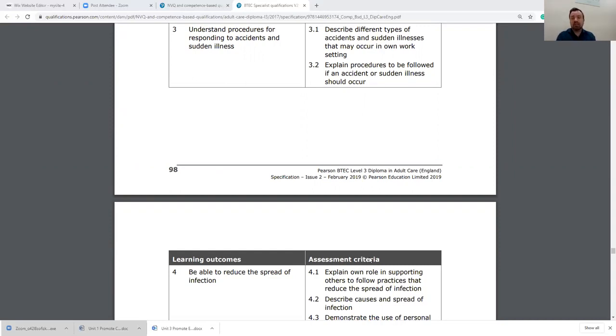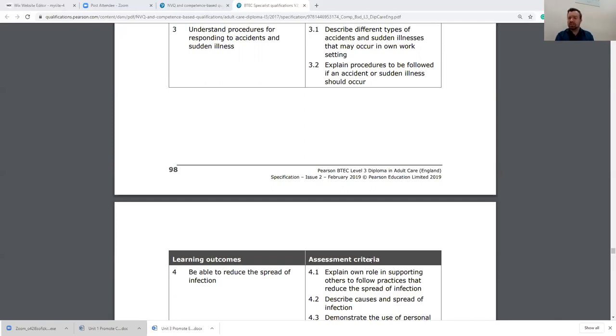Sudden illnesses come from being unwell or clinically unwell. So that may be things around asthma, diabetes, epilepsy. And again, we would have a good understanding around people's health. So therefore, it's important that you know the difference between an accident and an illness. The reality is, in our place of work in healthcare settings, we could have all different types of accidents and all different types of sudden illnesses.